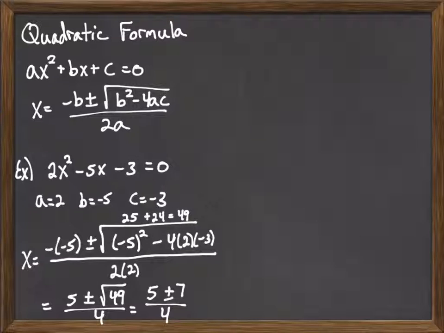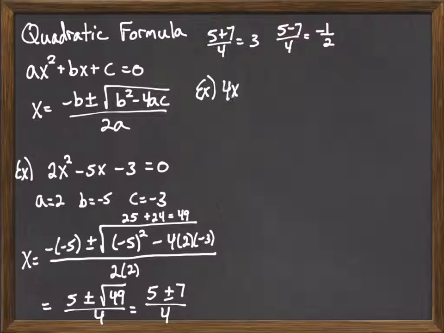Now because we can put those together, we can do 5 plus 7 over 4. We get 12 over 4, which is 3. We can do 5 minus 7 over 4. 5 minus 7 is negative 2. Negative 2 over 4 is negative 1/2. And so we get our two answers, 3 and negative 1/2. Okay, let's move on to a second example.